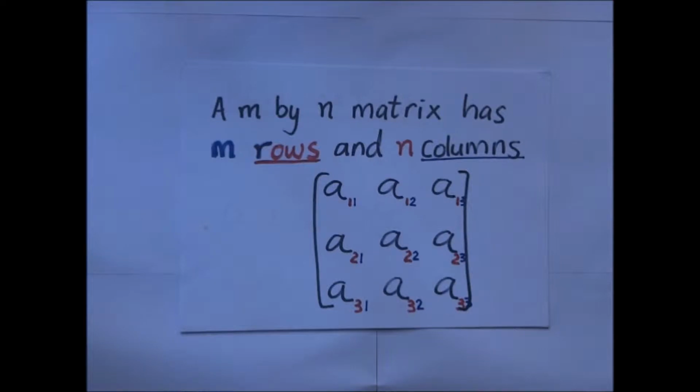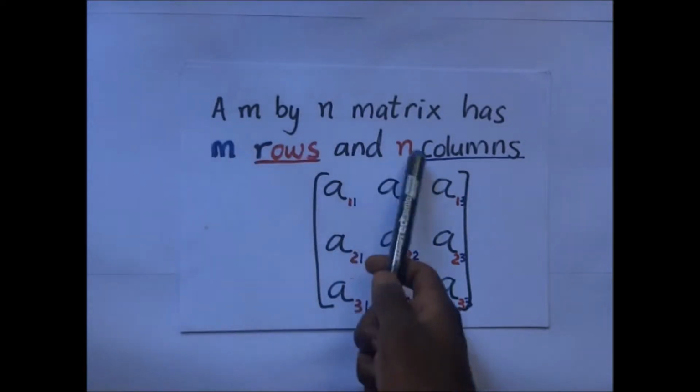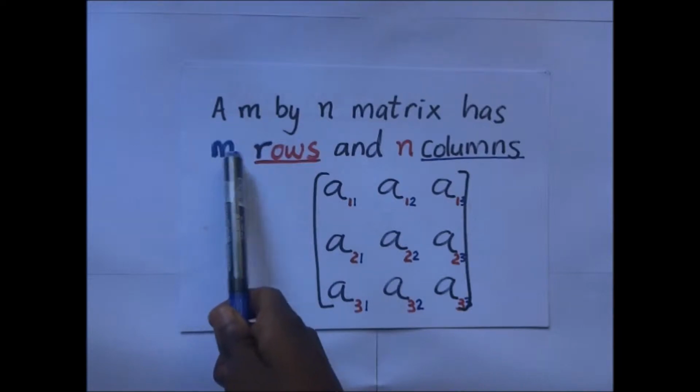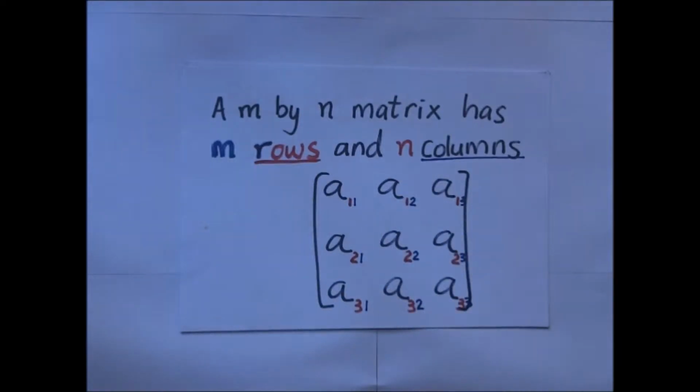Right in front of our screen, we are looking at a form of a matrix. It's a matrix in the form of M by N, meaning that it has M rows and N columns. In this tutorial, we'll be looking at the types of matrices there are.